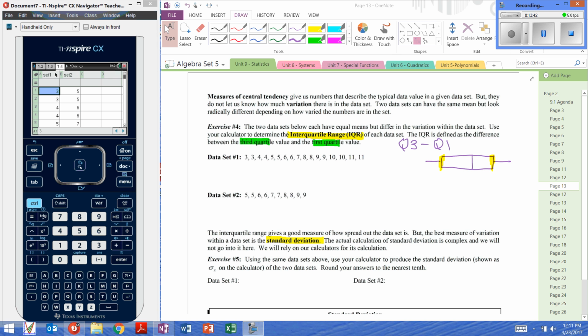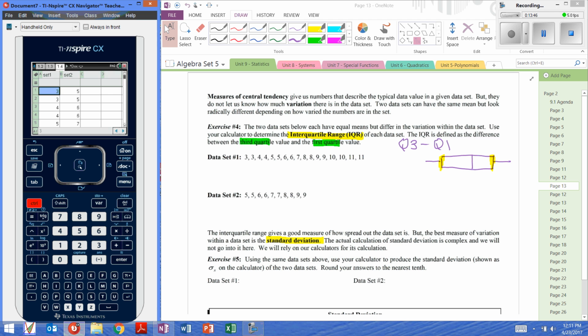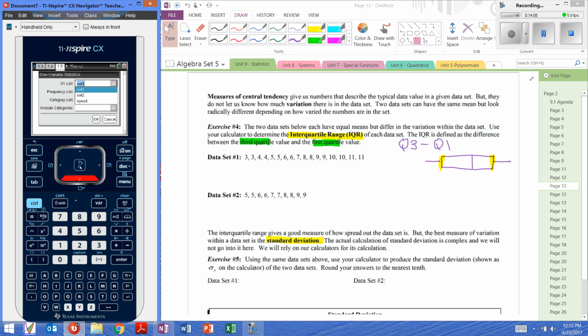The next thing that I'm going to do is run some 1 variable statistics for both of these sets of data. Even though I typed them into 2 separate lists, it's not considered 2 variables yet. I'm just dealing with one data set and another data set. So I'm going to add a calculator page and go through the works again. After I hit menu, statistics, stat calculations, 1 variable statistics. I only have 1 list, and let's pull from set 1 first.